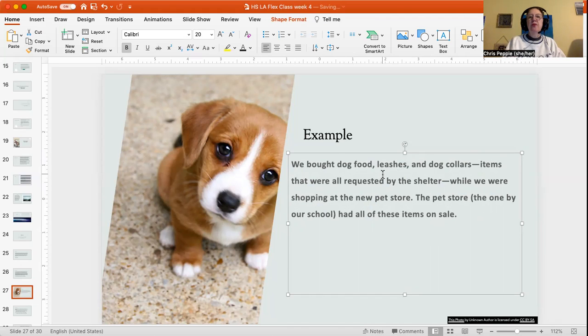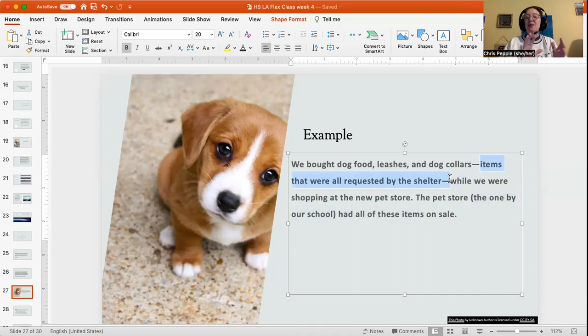We bought dog food, leashes, and dog collars—items that were all requested by the shelter—while we were shopping at the new pet store. The pet store (the one by our school) had all these items on sale. Now, I chose, instead of putting M dashes in both places, to put parentheses around this phrase and M dashes around this one. I could have switched it. Remember, M dashes can replace parentheses.